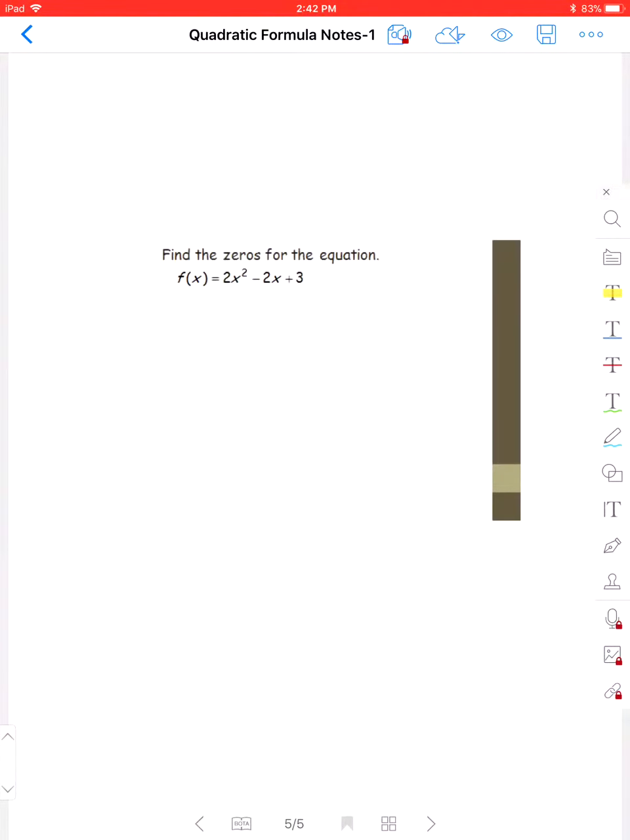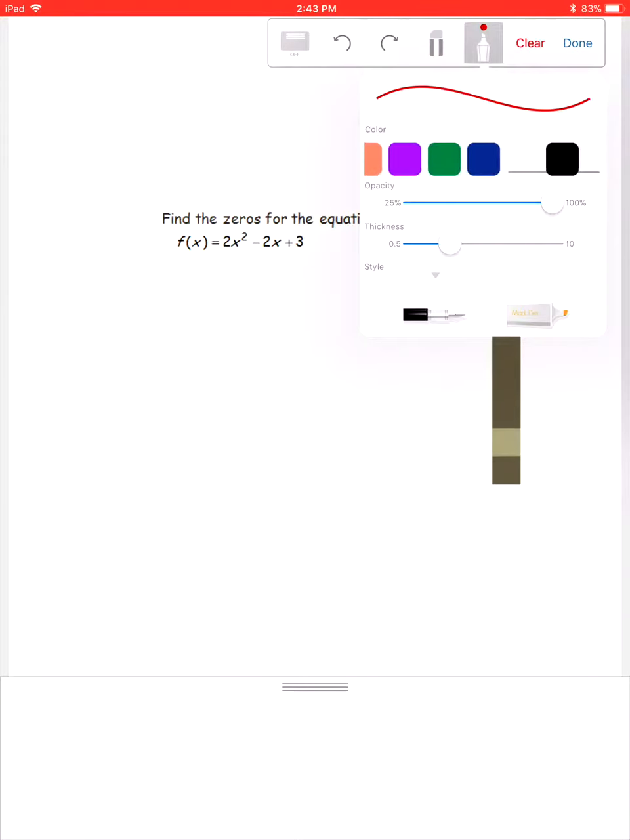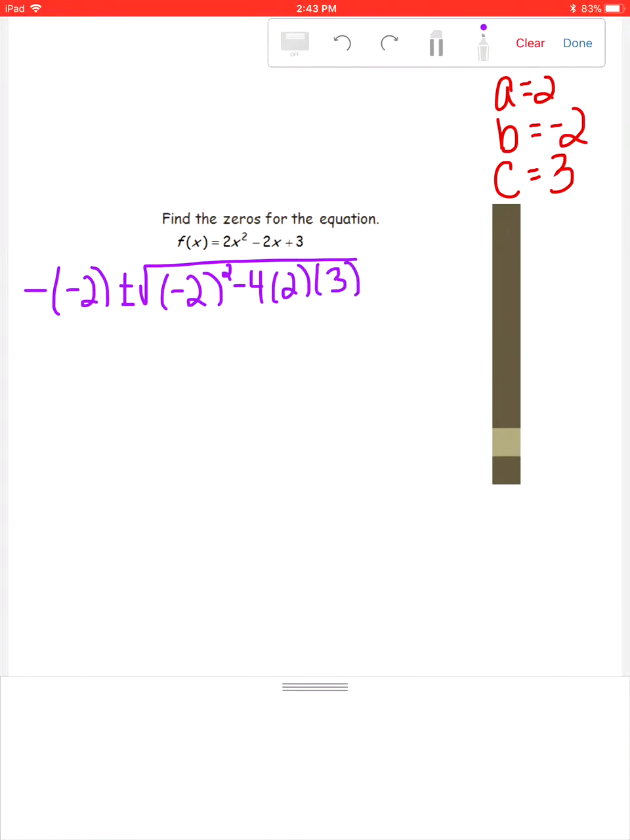And my last example, I have f of x equals 2x squared minus 2x plus 3. So a is 2, b is negative 2, and c is 3. So I'm going to plug in my formula. So the opposite of negative 2 plus or minus the square root of negative 2 squared minus 4 times 2 times 3 all over 2 times 2.